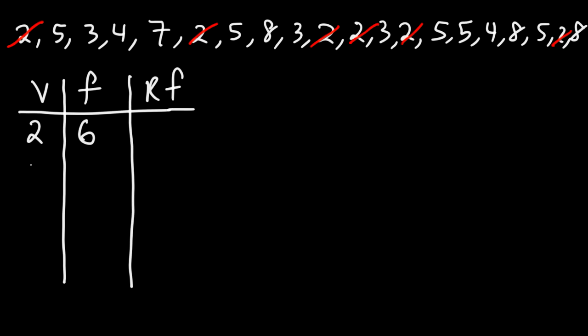Now let's move on to our next value. The next highest value is a 3. And we have 1, 2, 3 3's. So the frequency is 3 for that number. Next is a 4. And there's only 2 4's in this example. The next highest number is a 5. So there's 1, 2, 3, 4, 5, 5 5's.